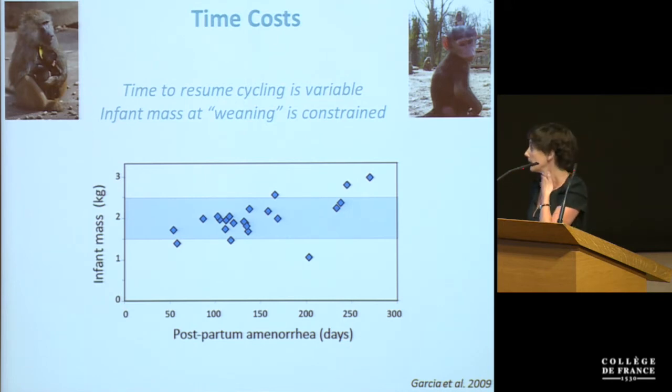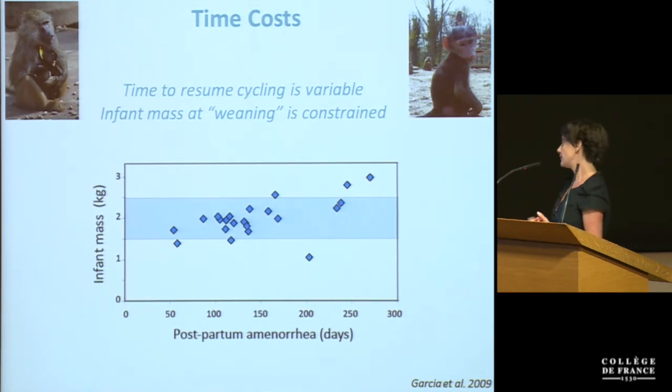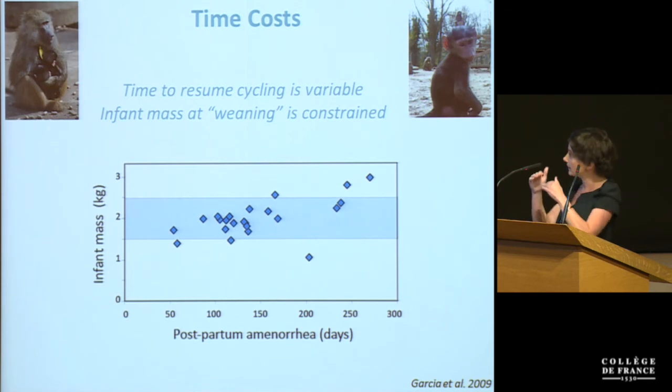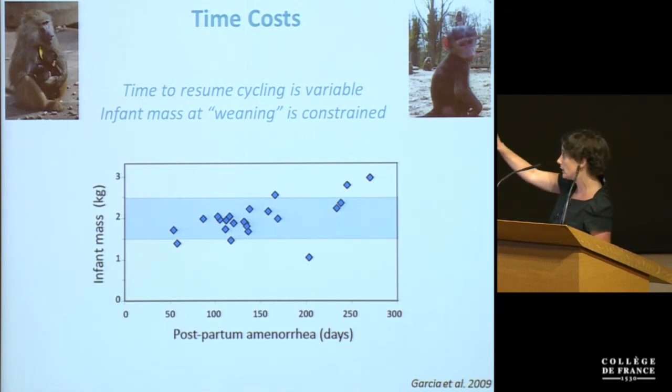amenorrhea on the X. The amenorrhea is the duration between birth and the resumption of cycling for females. And so the similarity between infant mass, irrespective of sex and maternal characteristic at the end of postpartum amenorrhea, suggested that infants either needed to attain a threshold mass or some ratio of maternal mass. And for both sexes, we showed that mothers resume cycling when their infants weighed about 2 kilograms, as you can see with the blue line.